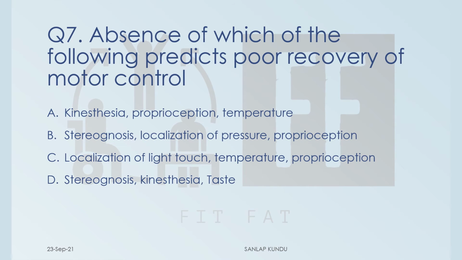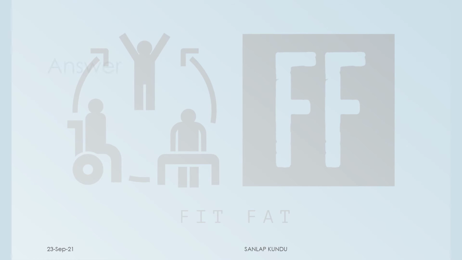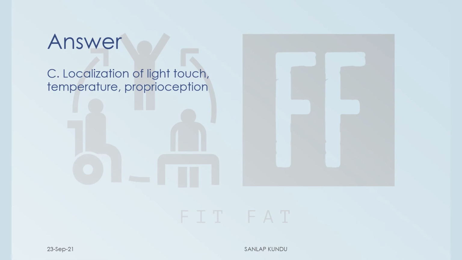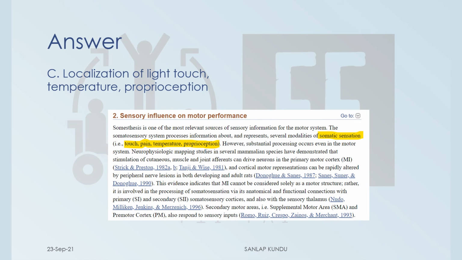Okay, now among these four options, option C, that is localization of light touch, temperature or proprioception, fits the question properly. So the answer is option C, that is localization of light touch, temperature and proprioception. You can also see this article to get a better understanding about the motor recovery.